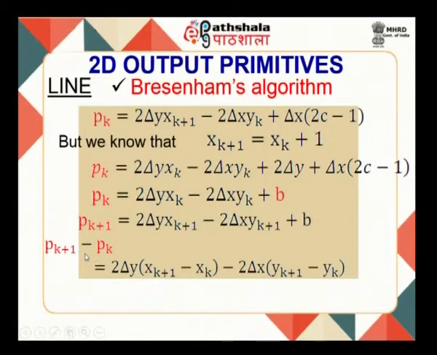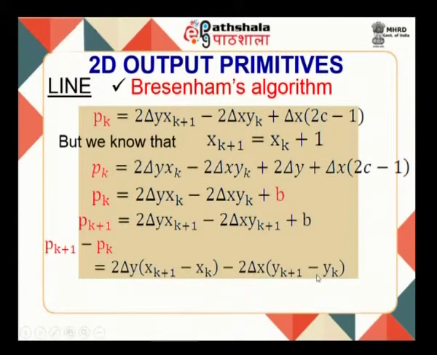Now, take the difference of these two decision parameters, p k plus 1 minus p k, which is equal to 2 delta y into x k plus 1 minus x k minus 2 delta x into y k plus 1 minus y k. So, you can sit and take these down, and while you write it down, you will have more clarity and you will not miss the discussion and the derivation further. So, all the steps are given in detail here. So, you can follow that carefully.